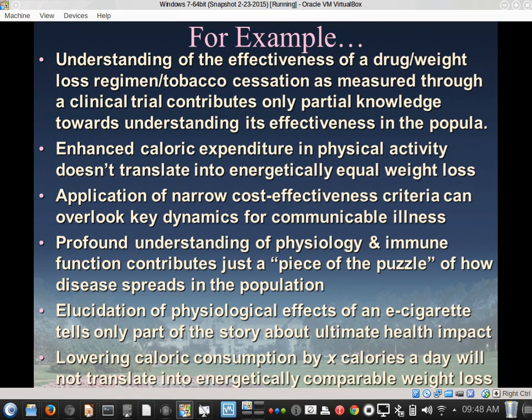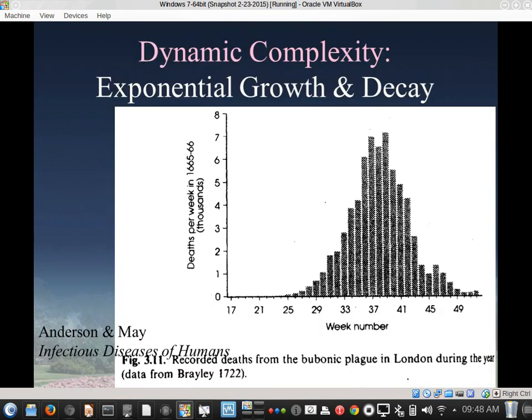So, for example, understanding caloric expenditure, the amount of calories in a sugar-sweetened beverage, doesn't immediately allow you to translate what the impact of banning sugar-sweetened beverages would be into reductions in weight. You can't simply translate it to energetically equivalent weight because it ripples through to other aspects of eating habits and to physical activity and sedentary behavior concerns. And as a result, you can't simply create an equivalence.